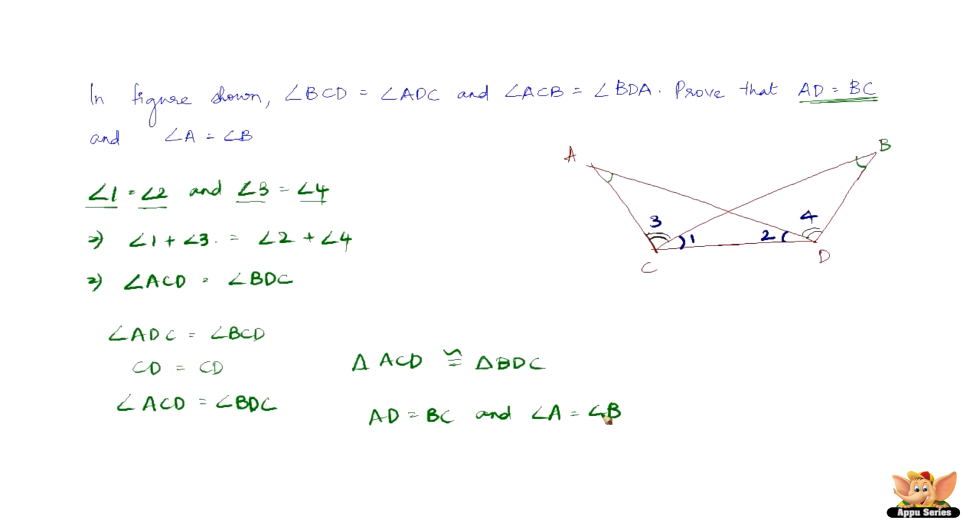I'll repeat. Since triangle ACD and triangle BDC are congruent to each other, as a result AD equals BC and angle A equals angle B. The reason is corresponding parts of congruent triangles are equal.